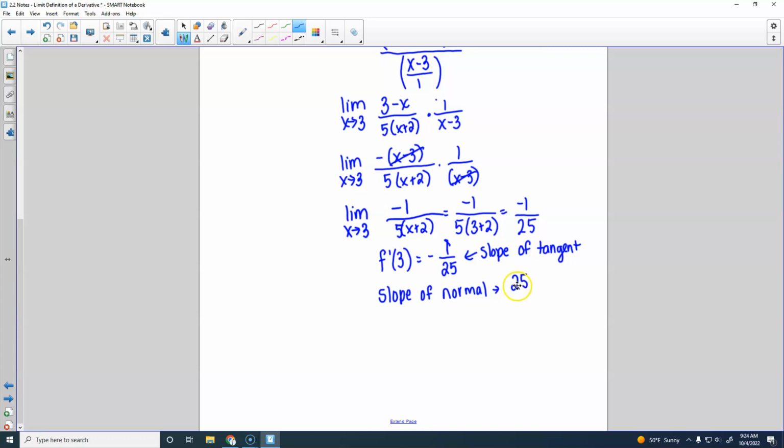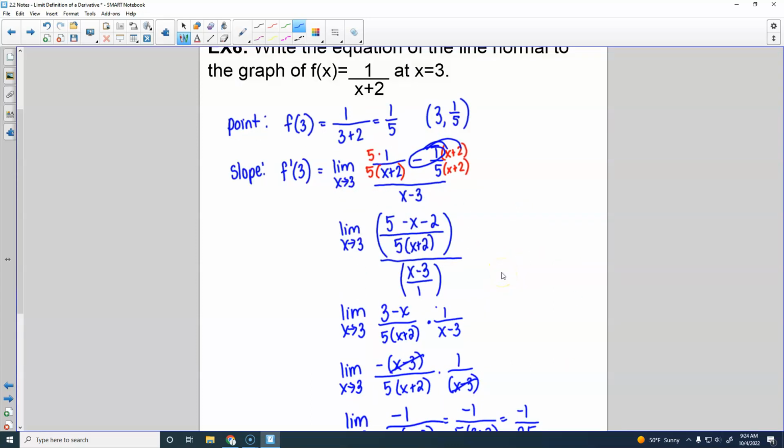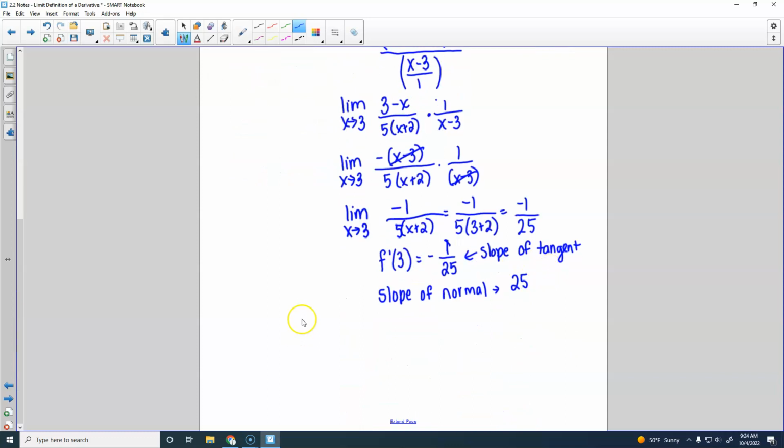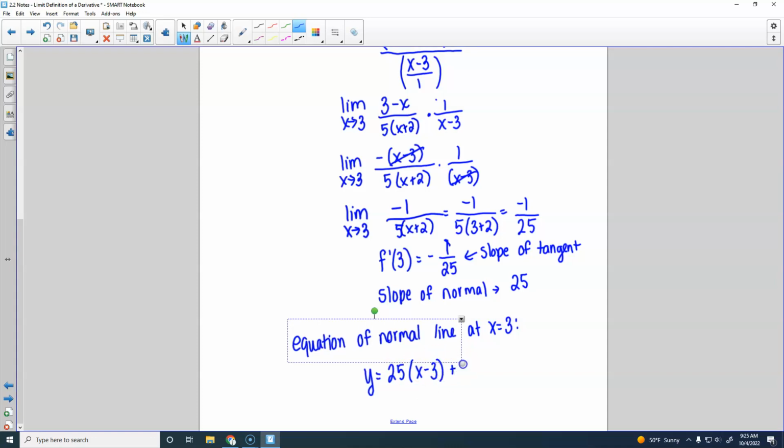All right, so we're using 25. Our point way back up here was (3, 1/5). So the equation of the normal line at x equals 3 is going to be y equals 25 times (x minus 3) plus 1/5.